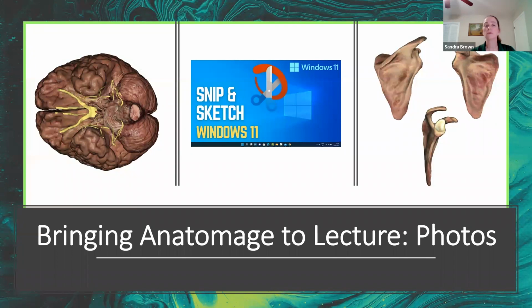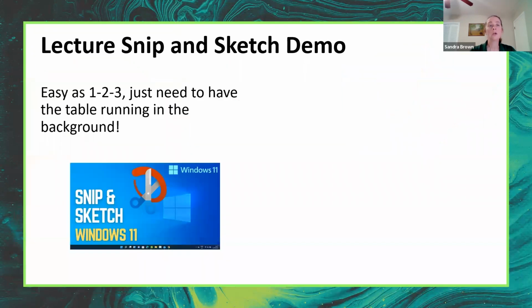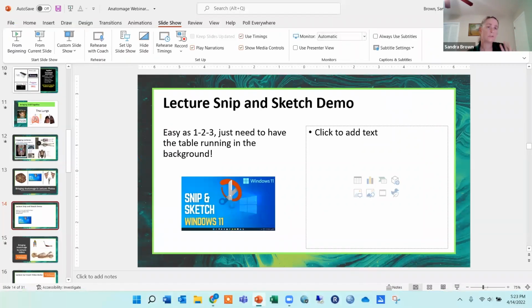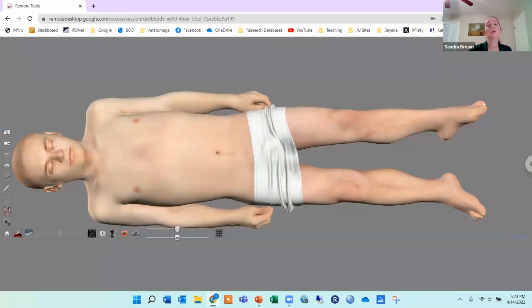So these are some examples of some photos that I've taken for the cranial nerves and when we were looking at the scapula. So I'm actually going to show you how I do this on my table. I'm going to hit escape on my slide, so you can now see my actual PowerPoint that's right there. And in the background, I have my table up and running. So here it is, this is Victor in his glory on my Anatomage table that's on my screen.